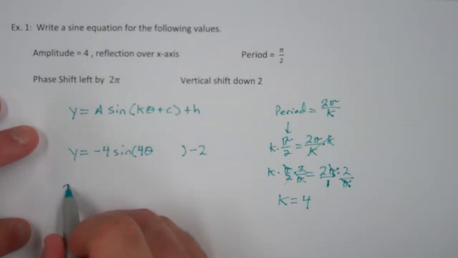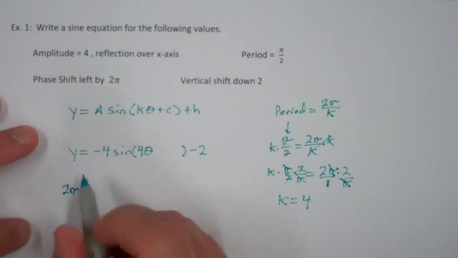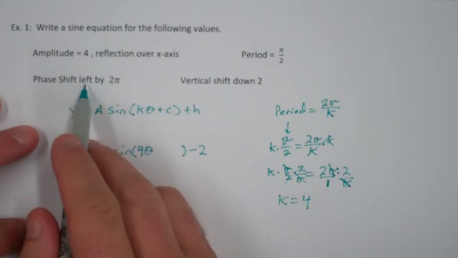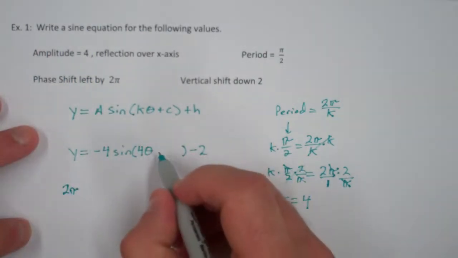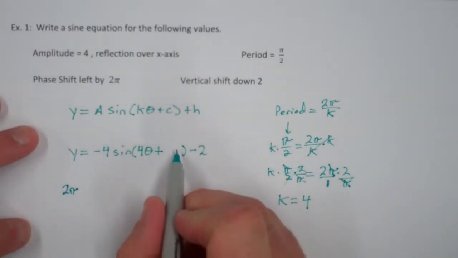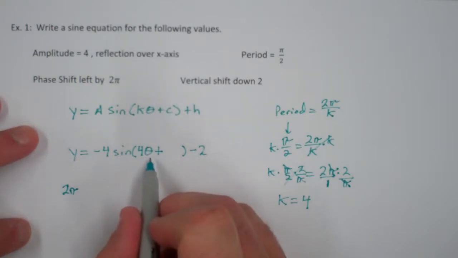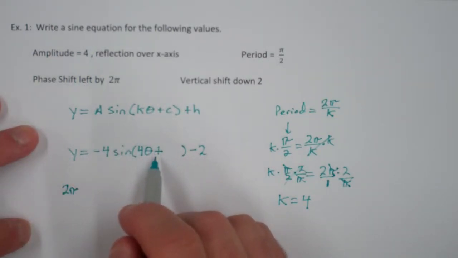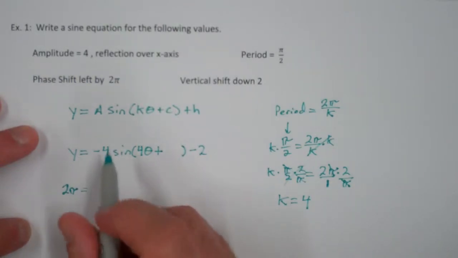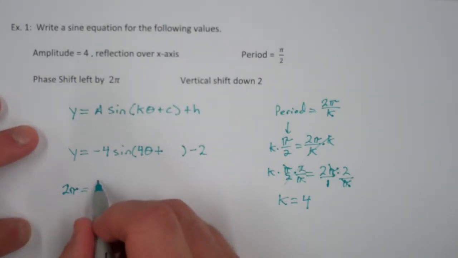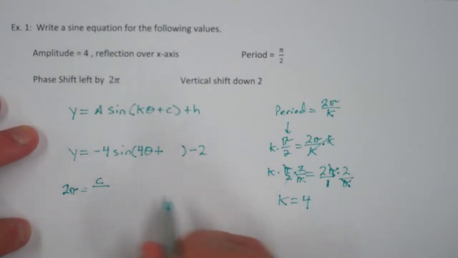We're told the phase shift is 2 pi. We'll figure out what sign this should be here. We can actually do it right now if you want. So to the left, you're going to want to put a positive sign. Whenever that value is inside here by the theta or the x, you're going to need to do the opposite of the direction, so this is a plus sign. Now we don't have to worry about the negative sign. We're good to go. So the phase shift, which is 2 pi, is c over k, which is 4.